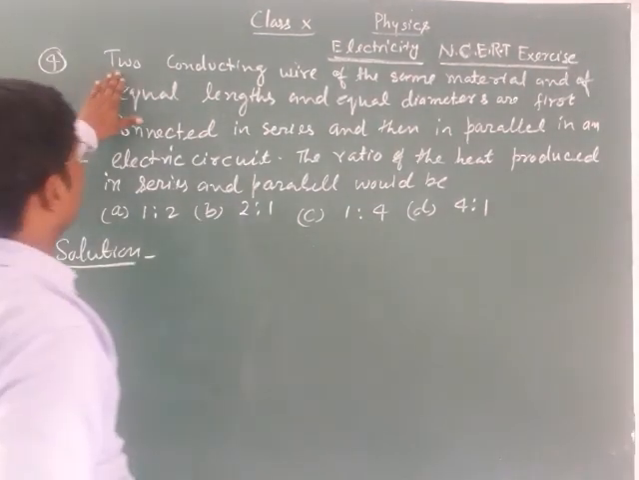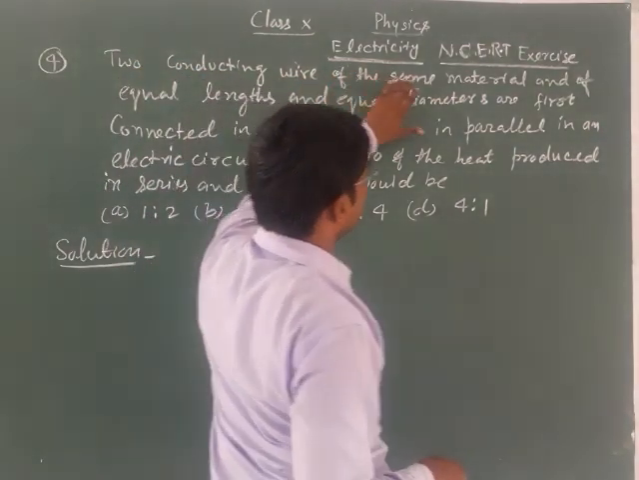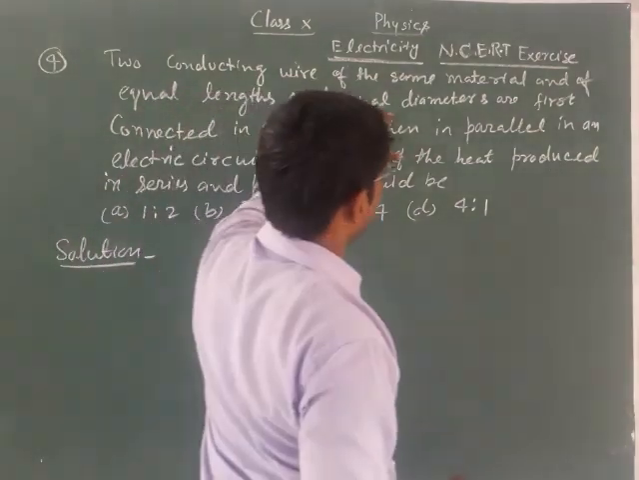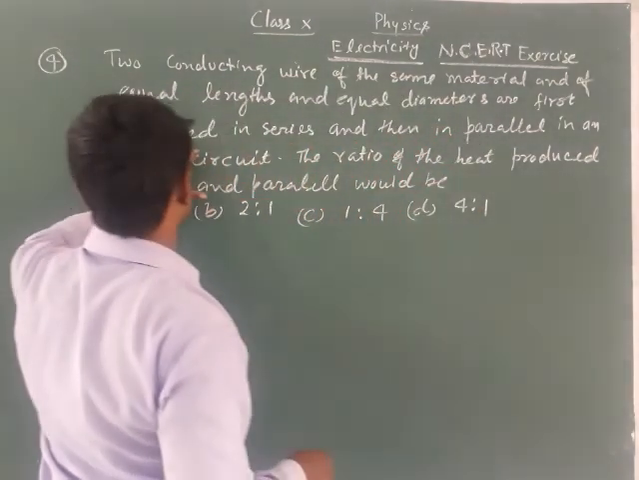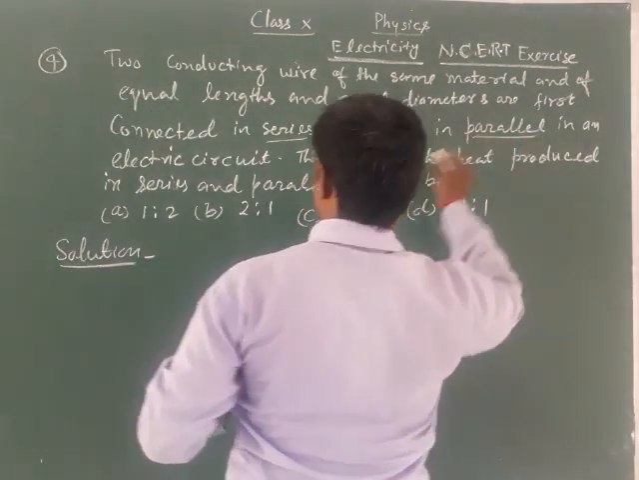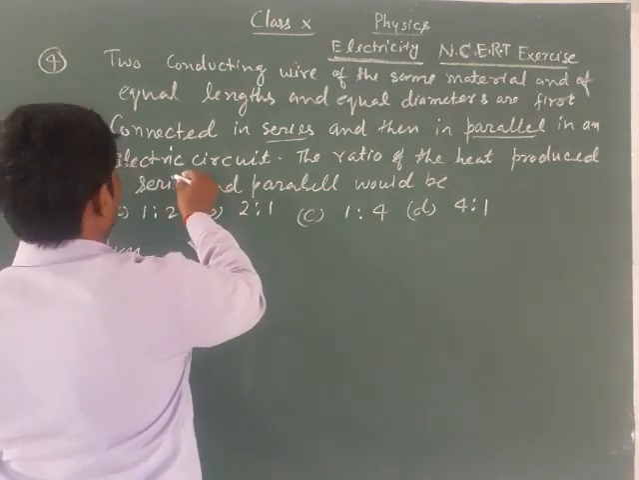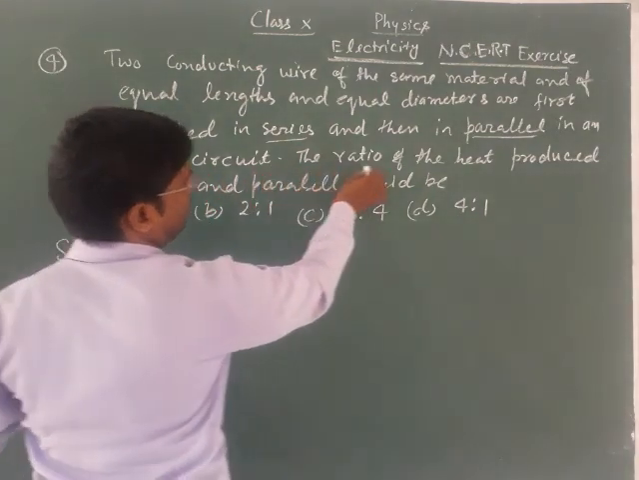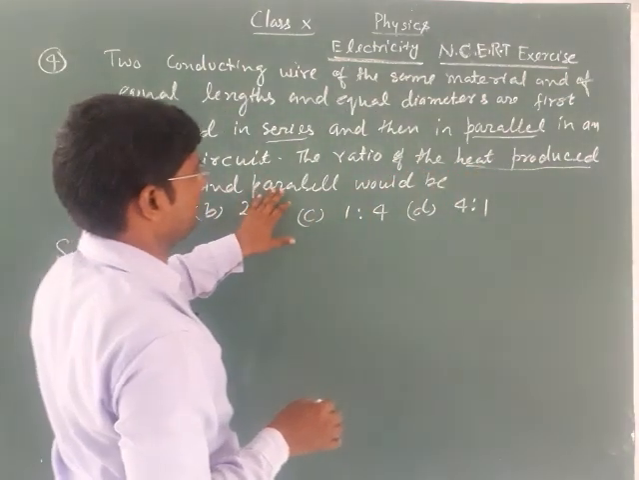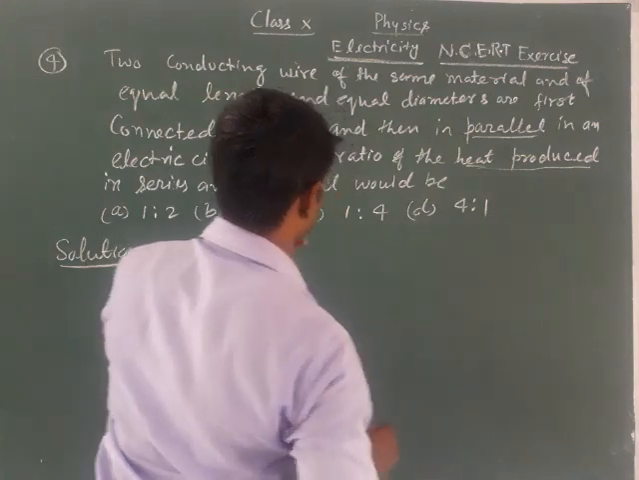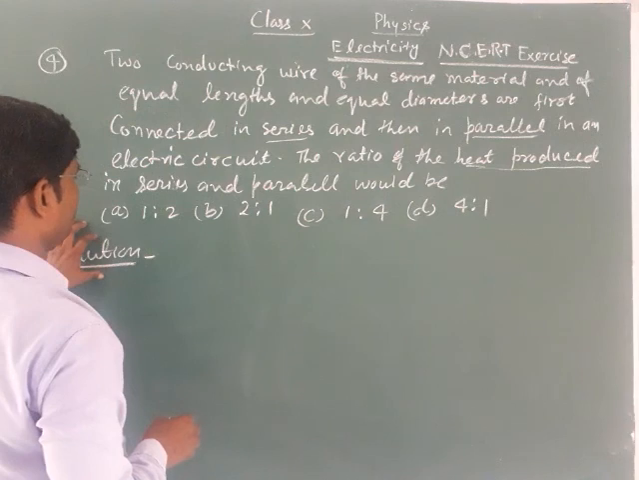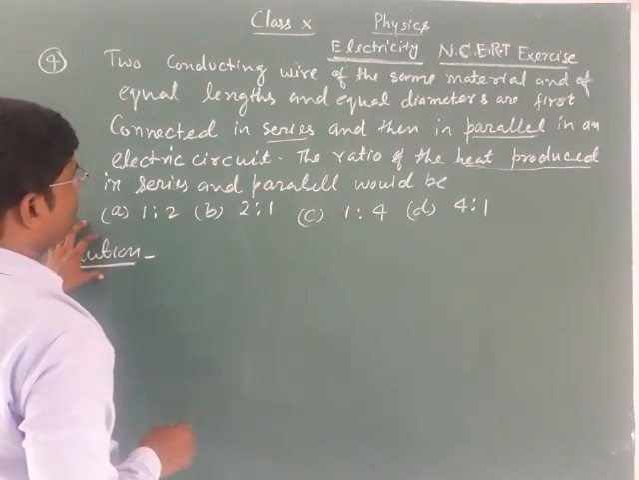Question number 4. Two connecting wires of the same material, of equal length and equal diameter, are first connected in series, then in parallel, in an electric circuit. The ratio of heat produced in series and parallel will be. Now choose the option. How will we solve? Solution of this question.